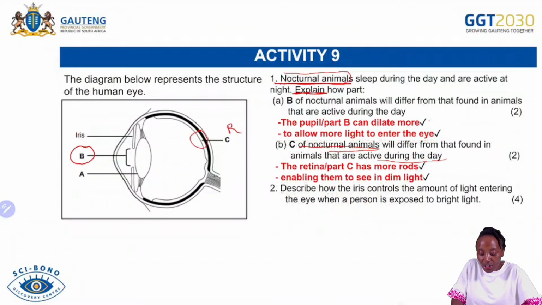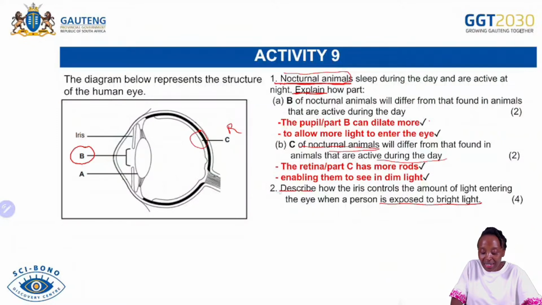Then the last question says, describe how the iris controls the amount of light entering the eye when a person is exposed to bright light. This is the pupillary mechanism, and the person is exposed to bright light.